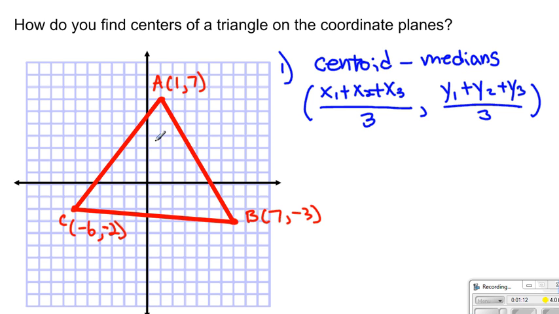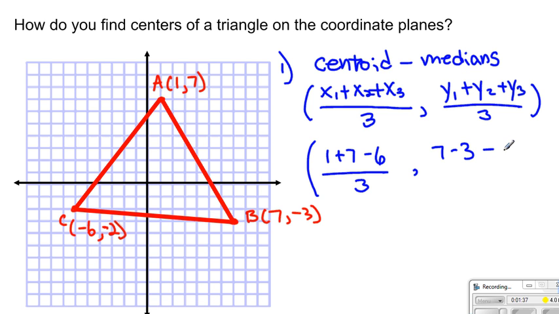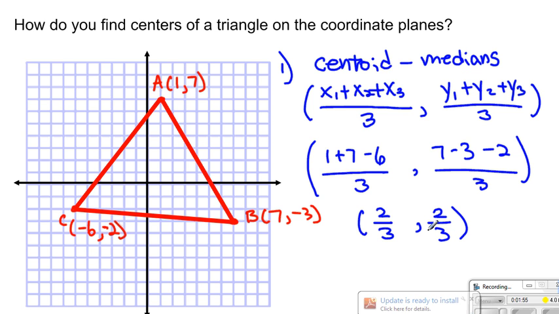So in our case, when you add up the x values, 1 plus 7 and then minus 6, over 3. Second, the y value will be 7 minus 3 and minus 2, over 3. If I calculate this, our centroid is equal to 2/3 for the x value, and the y value happens to be the same number, 2/3. So our centroid is (2/3, 2/3).